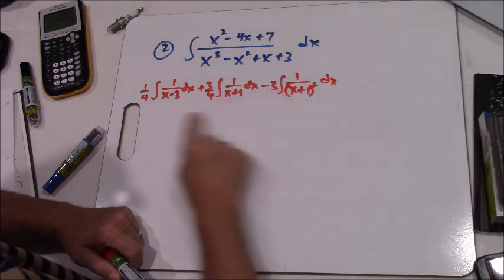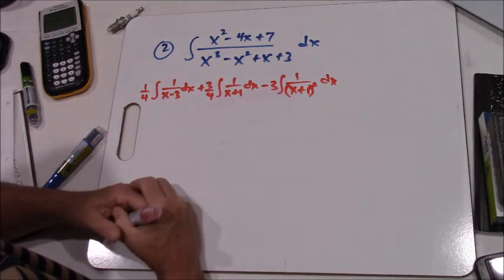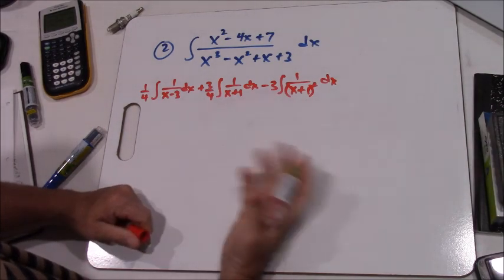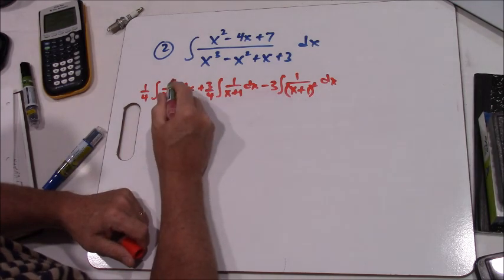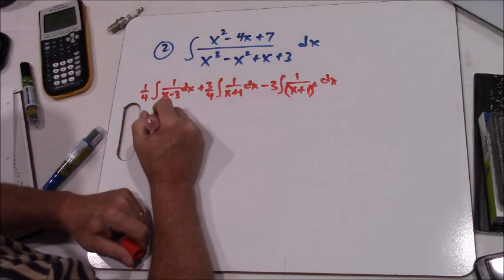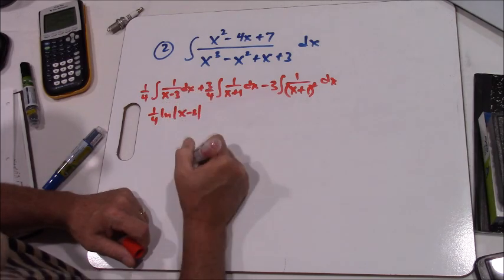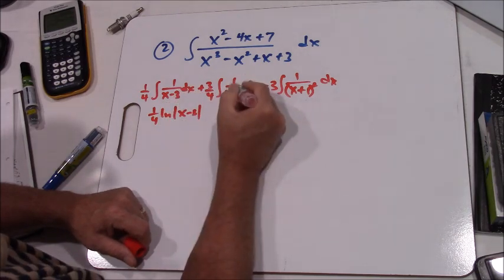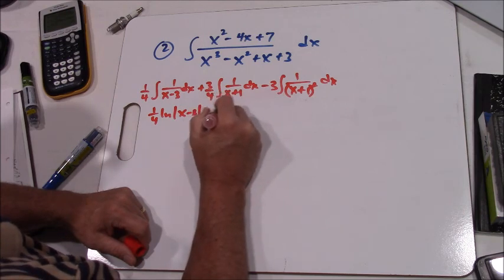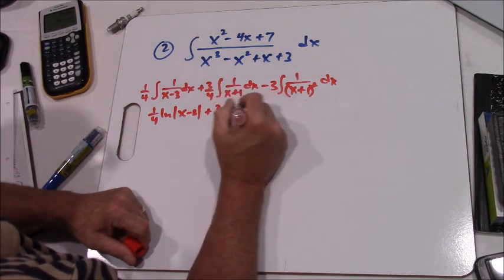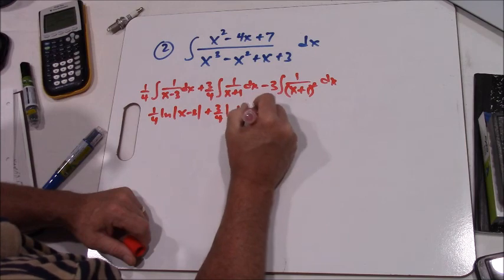It's a lot of work just to get this down to something that's easy to solve. But once we get here, it's not too bad. This is u prime over u, so I've got 1/4 natural log absolute value of x minus 3. This is also u prime over u, so plus 3/4 natural log absolute value of x plus 1.